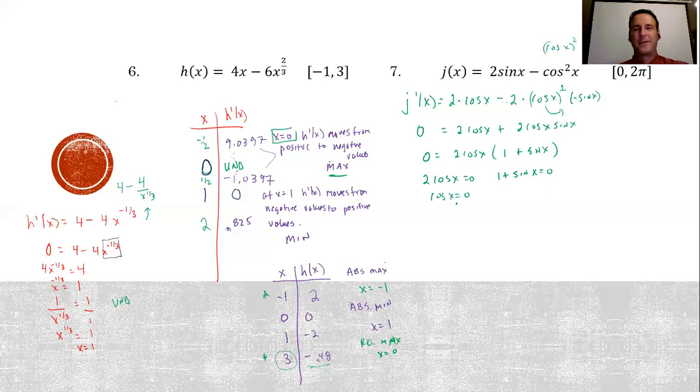And ask yourself, where is cosine of x equal to 0 between 0 and 2 pi? Think about what cosine looks like. Where is it 0? Well, at pi over 2 and 3 pi over 2.